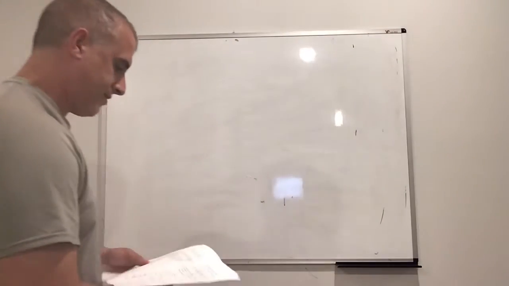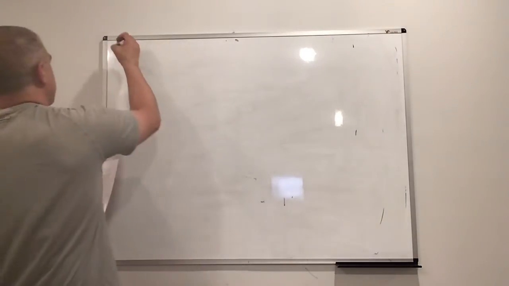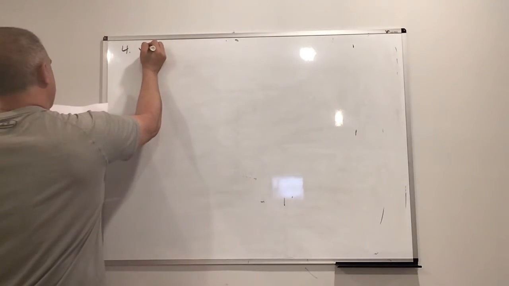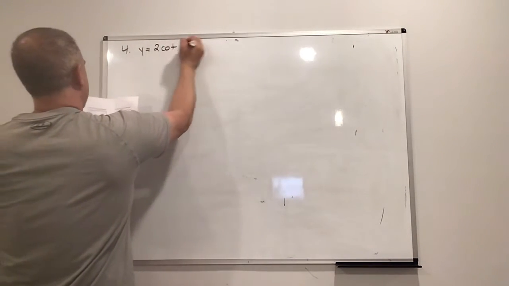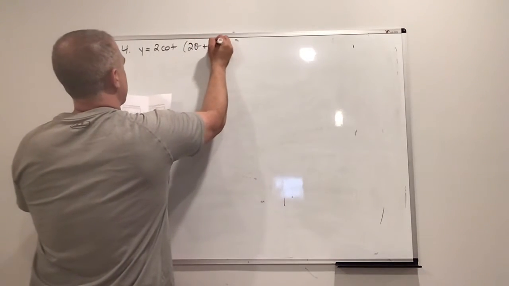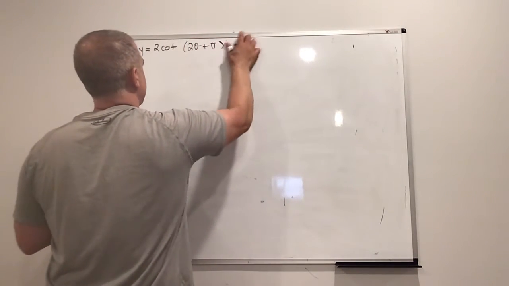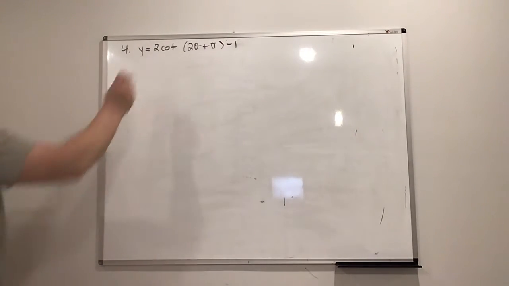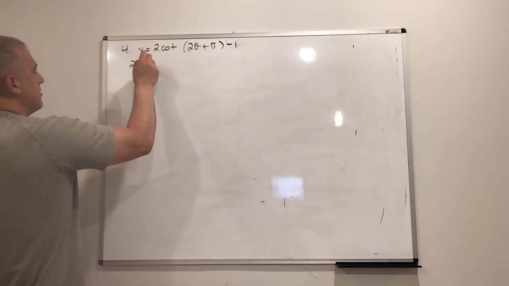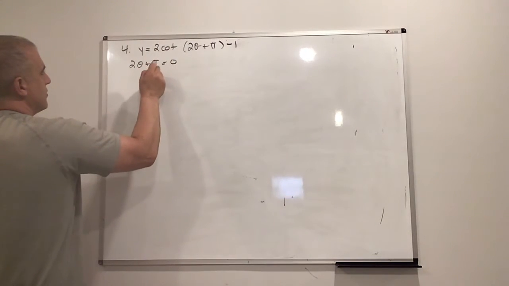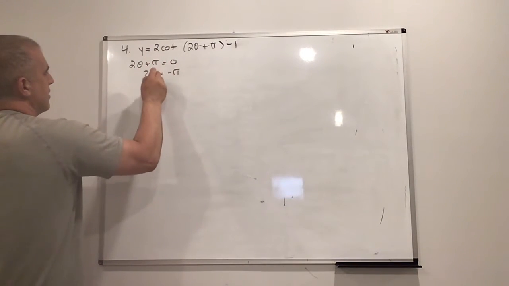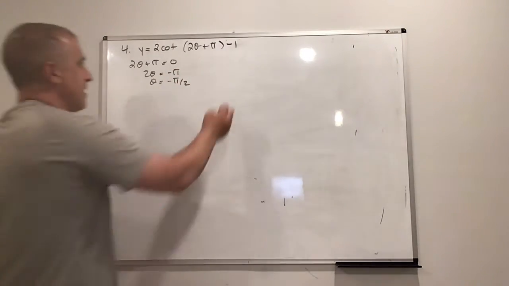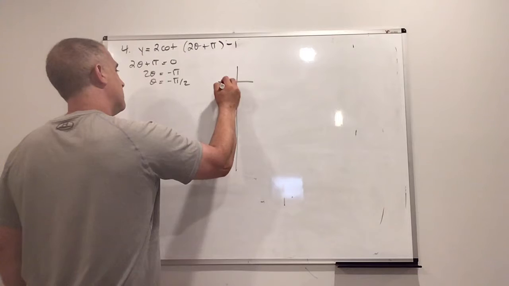All right, two more graphs. I'm going to rewrite question 4. It's a cotangent one. I'm going to rewrite it to be 2 cotangent (2 theta plus pi) minus 1. Okay, so for cotangent, I'm going to set 2 theta plus pi equal to 0. So 2 theta equals negative pi, theta equals negative pi over 2. Okay, so that will be my first angle.